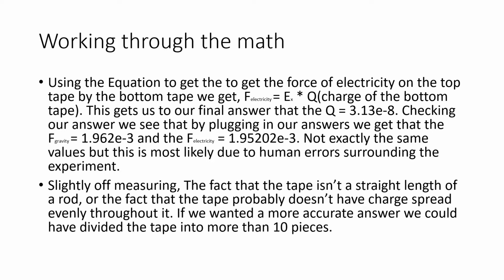Some of the errors might be that the measuring was slightly off because I was using eyesight to do this, the fact that the tape isn't a straight length of a rod, or the fact that the tape probably doesn't have its charge spread evenly through it. There was probably some variation in the distance between the two tapes at some points. Also, if we wanted to be more accurate about the actual magnitude, instead of dividing it into 10 pieces, which I did, we could have divided it into more. The more pieces we have, the more accurate it is.